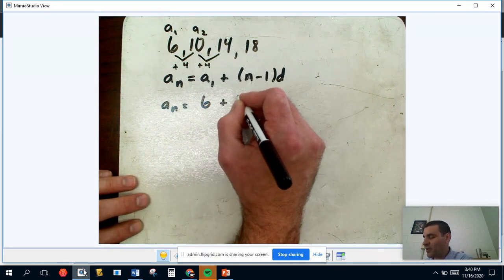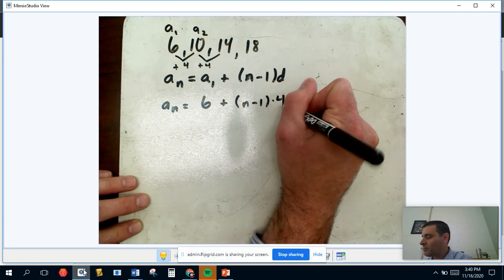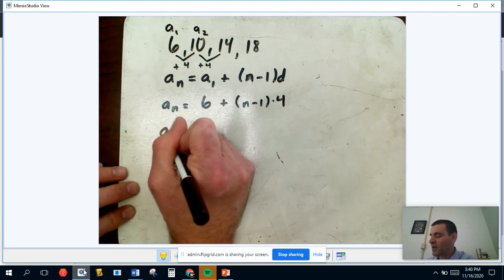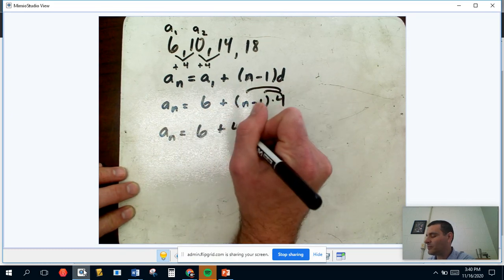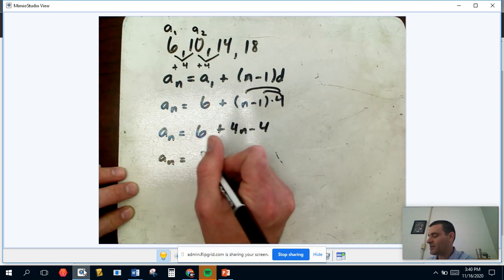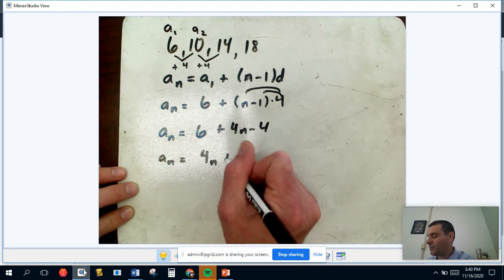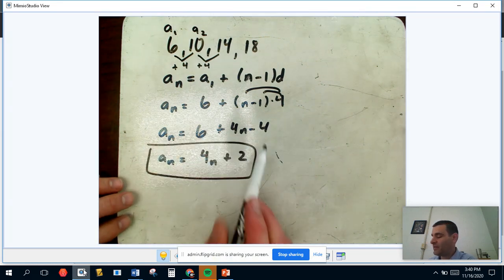Okay, so again, anything with the N, I'm going to leave it. So it's going to be times 4. And I'm just going to clean this up. So A sub N equals 6. I'm going to distribute the 4. Then we're going to combine 6 minus 4. And this is your explicit rule.